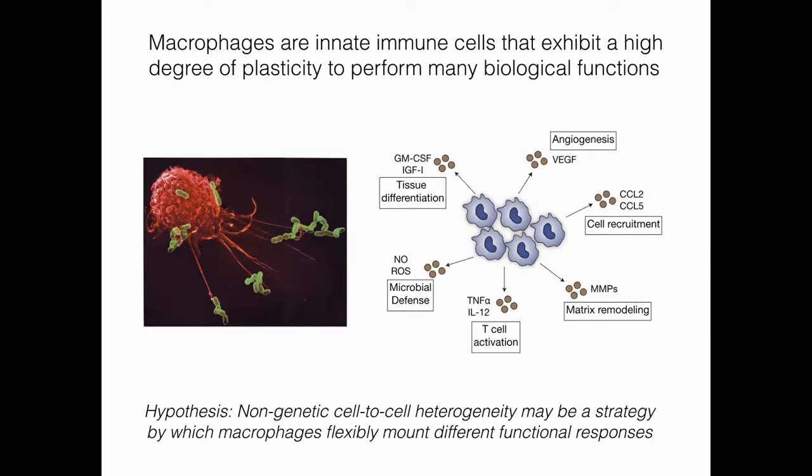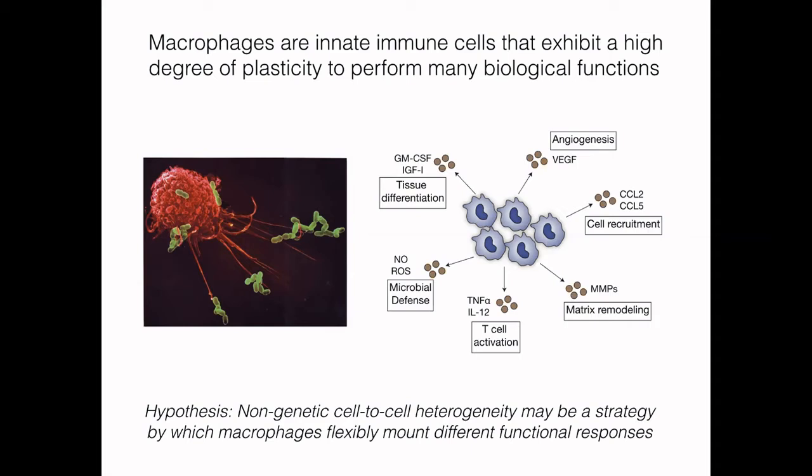Macrophages are cells of the innate immune system, and they exhibit a high degree of plasticity to perform many biological functions. If you think about wound healing, for example, macrophages first come in and perform a pro-inflammatory, pathogen-fighting function. Then over time, they change their functionality to become anti-inflammatory and resolving, and participate in matrix remodeling and angiogenesis, basically to heal the wound. One of the overarching hypotheses that guides my lab is that macrophages are an interesting model to think about how non-genetic cell-to-cell heterogeneity might be a strategy by which macrophages can flexibly mount these different functional responses.